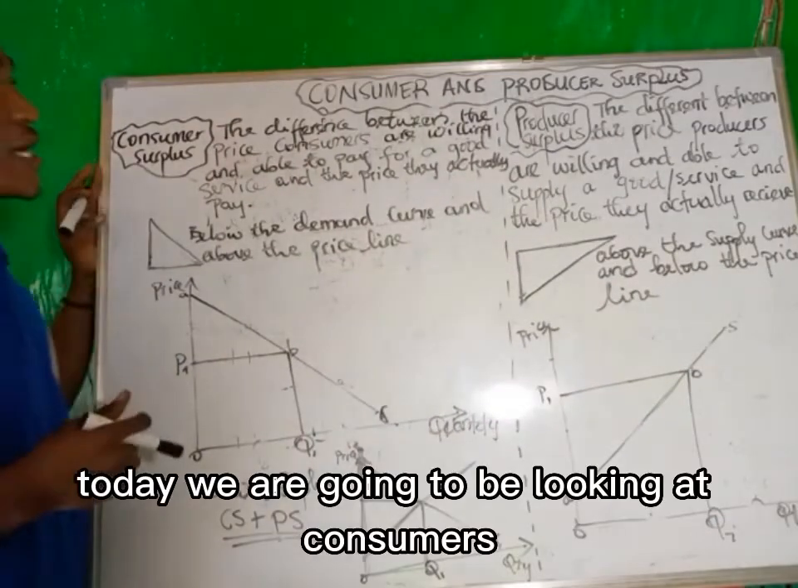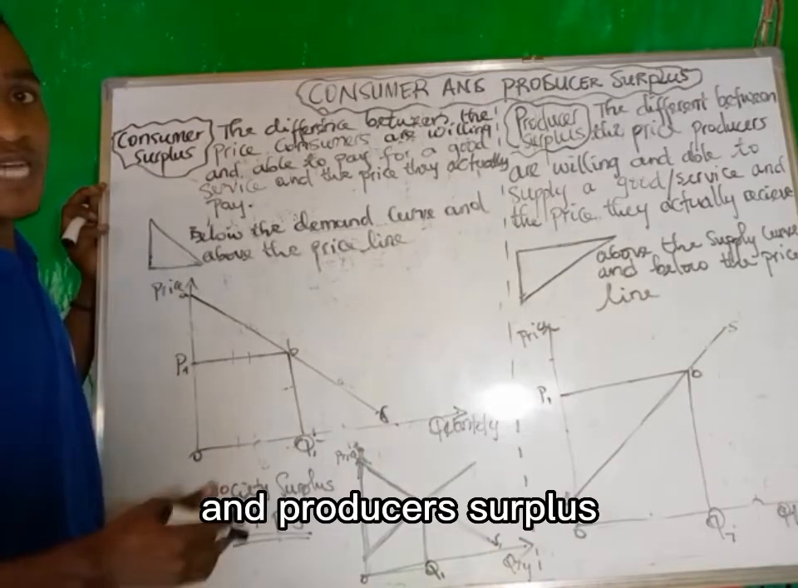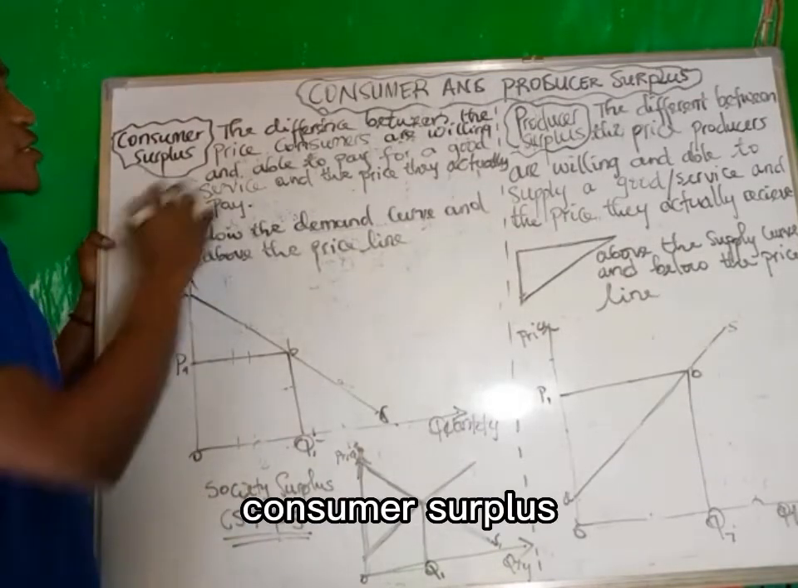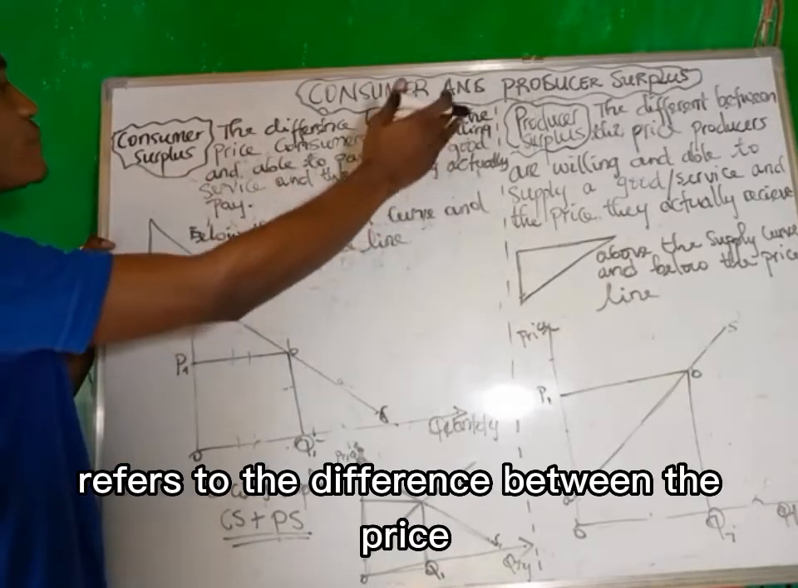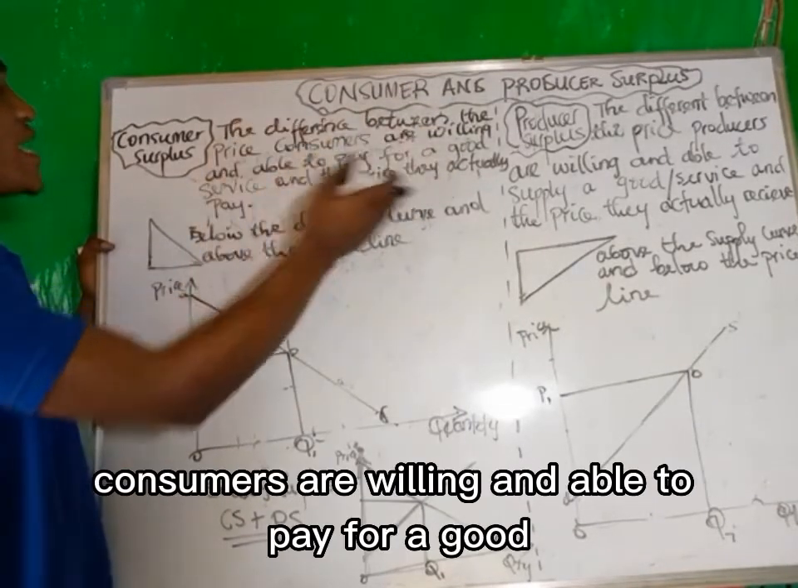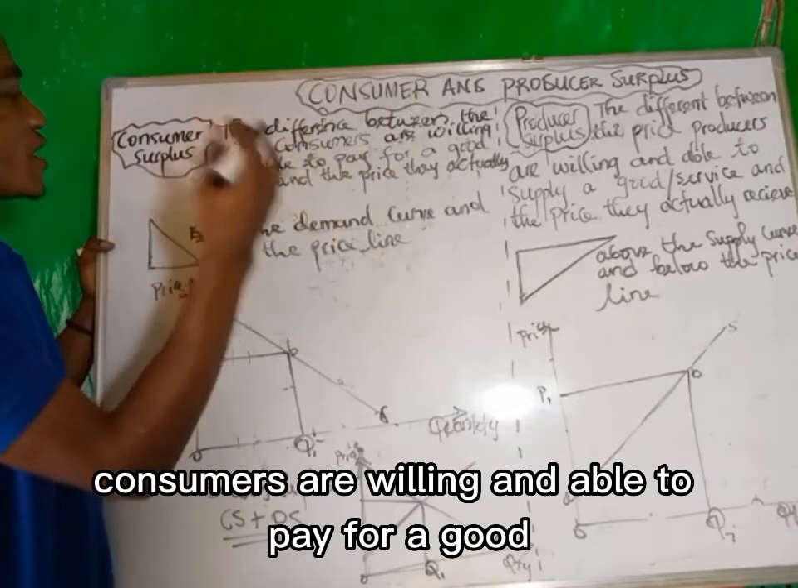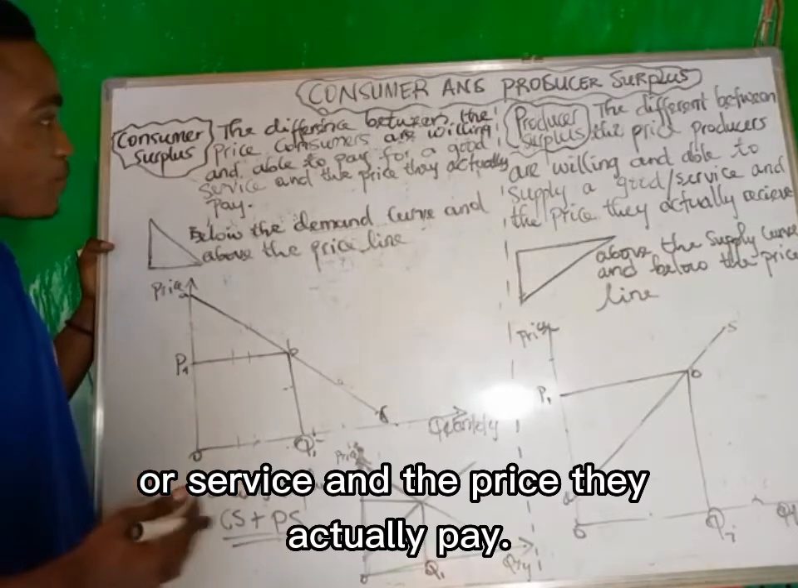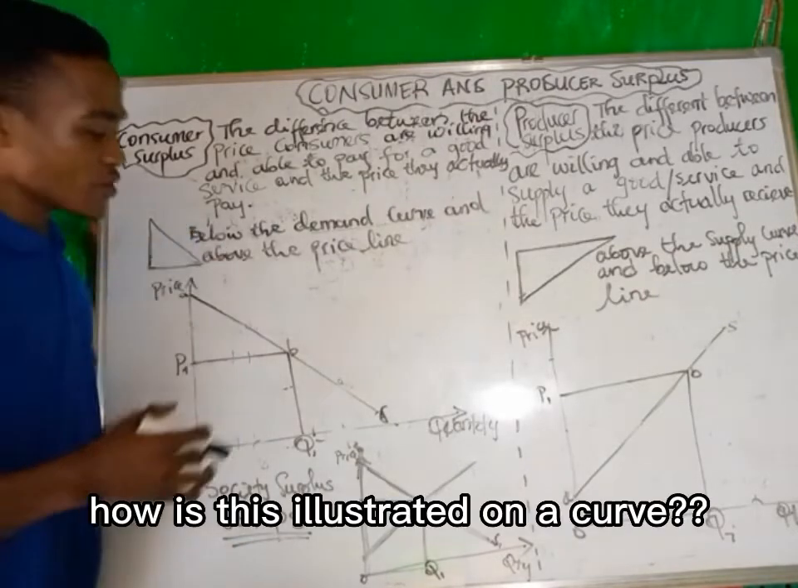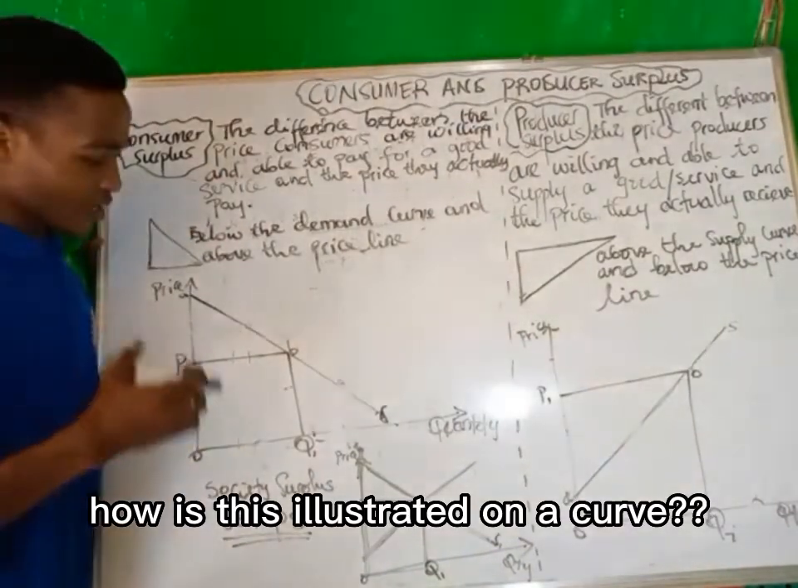Today we are going to be looking at consumer and producer surplus. Consumer surplus, as you can see on the board, refers to the difference between the price consumers are willing and able to pay for a good or service and the price they actually pay. So, how is this illustrated on a curve?